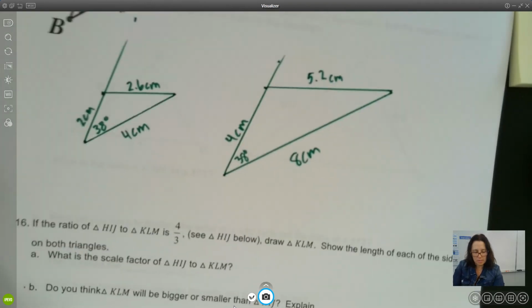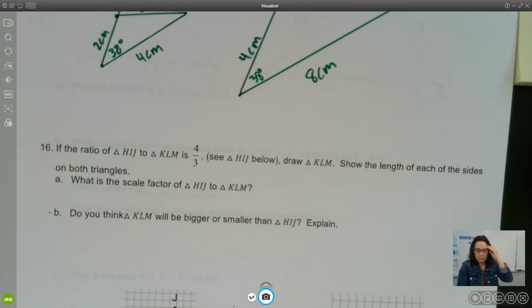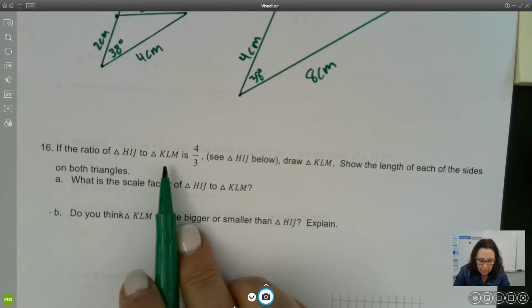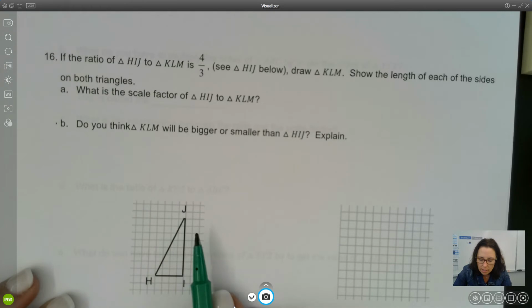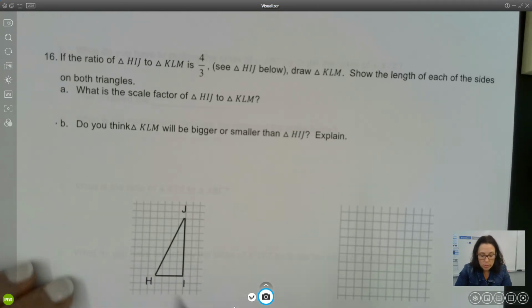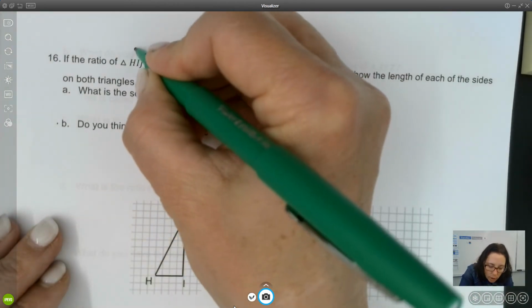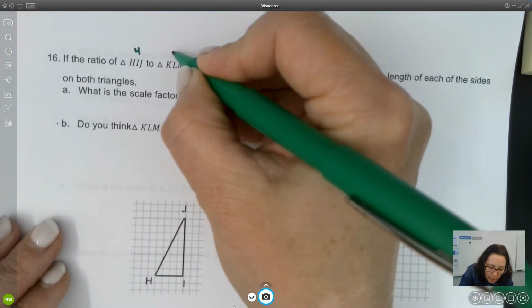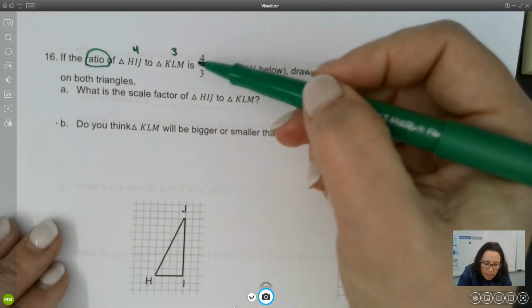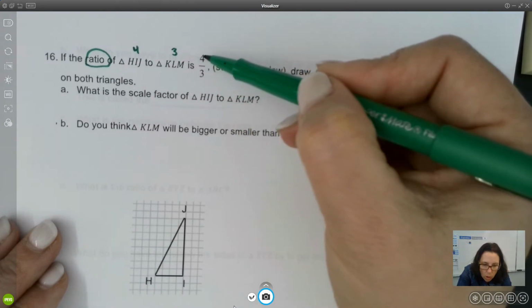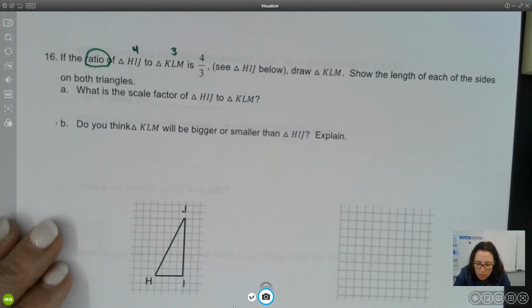All right, number 16. If the ratio of triangle HIJ to triangle KLM is 4:3, here's HIJ down below here, draw KLM. Okay, the ratio, which one's the bigger, which one's the smaller? Okay, I hope you're thinking that the 4 goes with HIJ and the 3 goes with the KLM. If we're talking ratio, the order of these is the order of these.